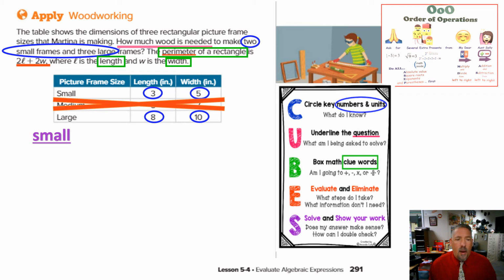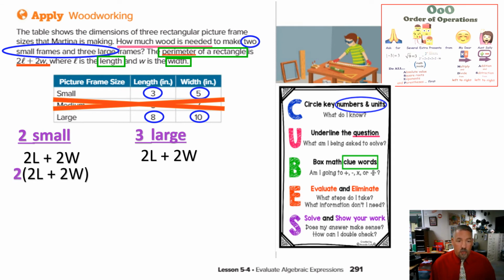So I know I have to find measurements for small, and there are two of those. Well, I also have to find the measurements for large, and there are three of those. All right, so I'm going to basically have two of these that I have to solve. Okay, so let's just focus in on the two small. So I'm going to use a formula, right? So on both of those, I have the formula 2L. Well, that's a coefficient and a variable. That means multiplication, right? So 2 times L plus 2 times W.